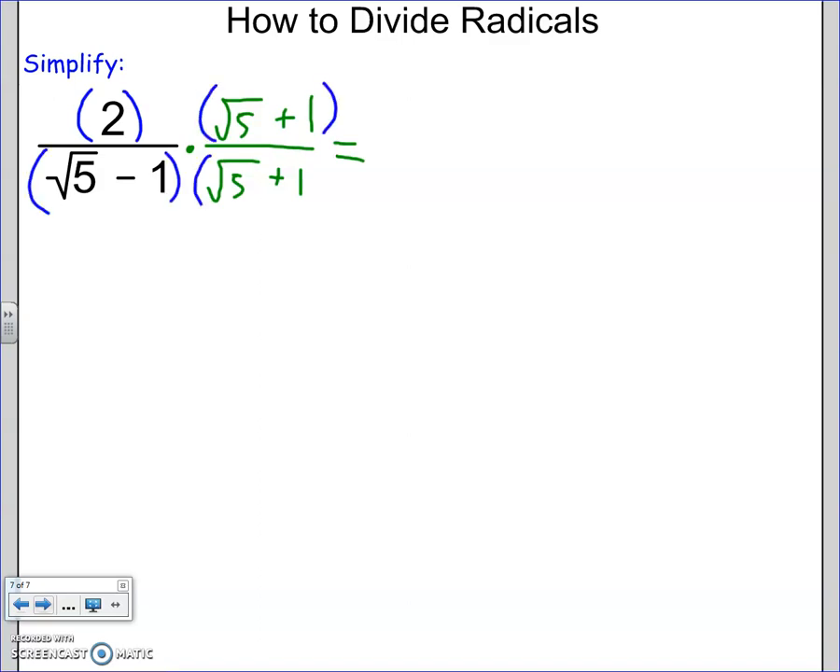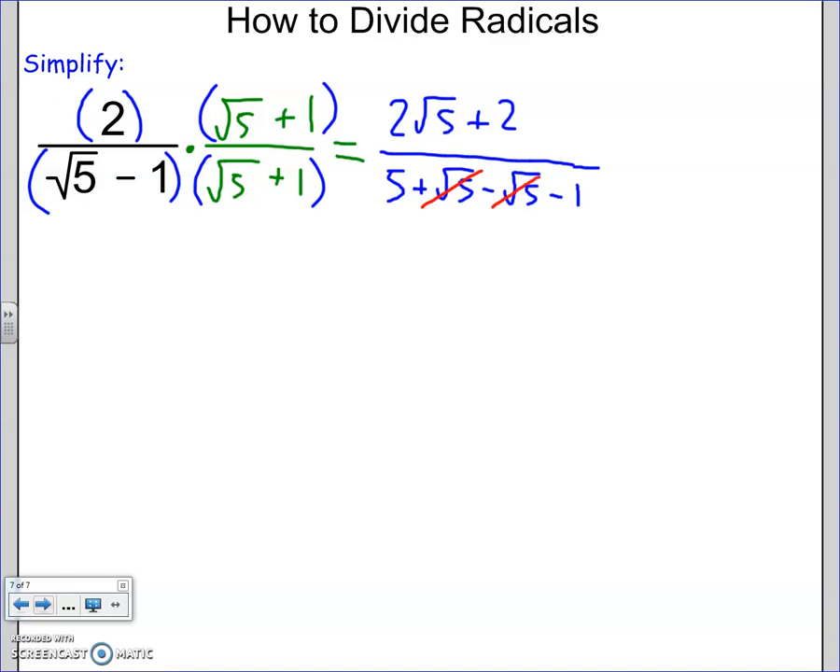If you do this, we're going to foil. I'm going to take care of the top first. 2 times root 5 is 2 root 5. 2 times 1 is 2. On the bottom, root 5 times root 5 is 5. Root 5 times 1 is positive 1 root 5. Negative 1 times root 5 is negative 1 root 5. Then negative 1 times positive 1 is negative 1. If I combine like terms, you should notice that the root 5 and minus root 5 cancel out. When you do a difference of squares, the middle always cancels out. So really, this is just 2 root 5 plus 2 over 5 minus 1, which is 4. So notice when you multiply by the conjugate, there should be no more radical on the bottom.